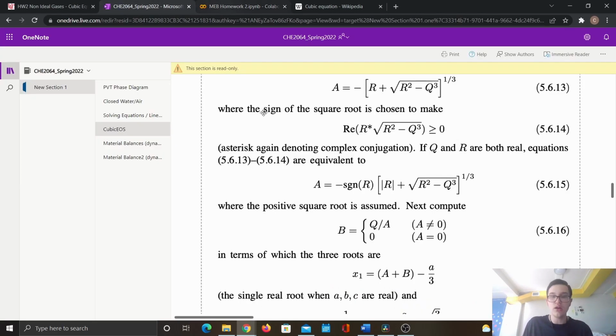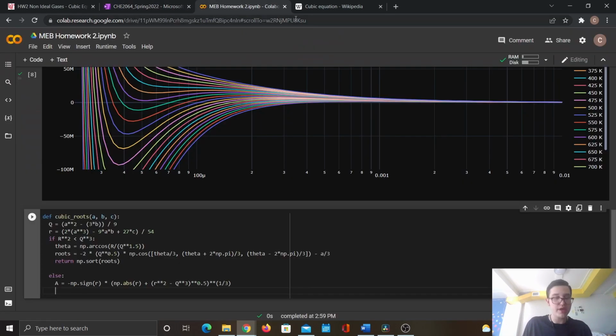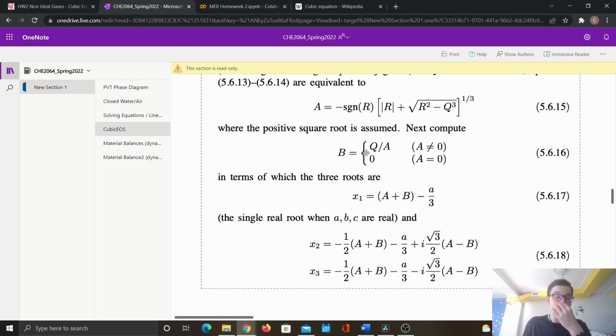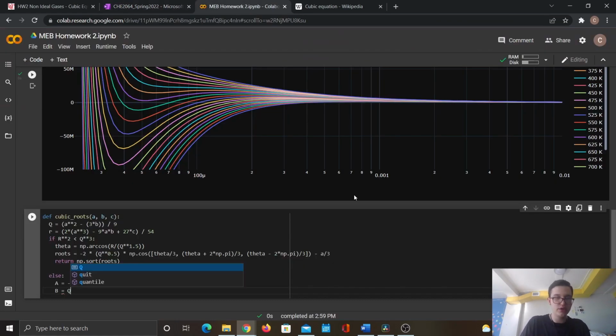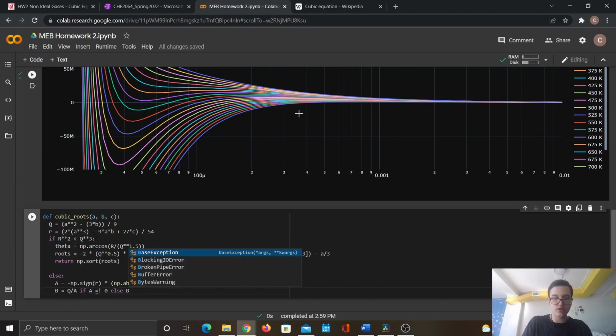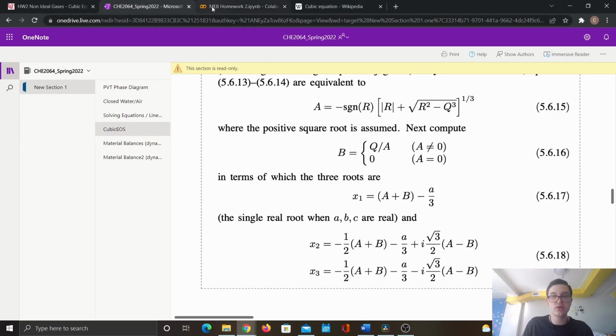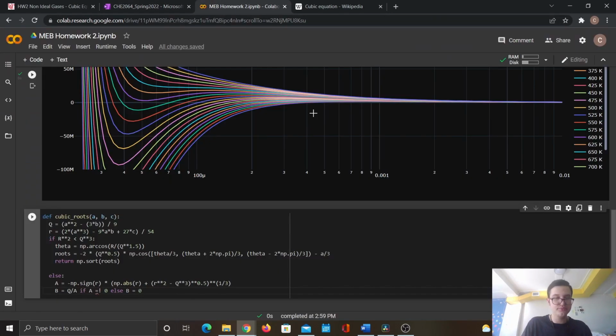Now that we have that, b has multiple values, so we're going to write another if statement, but it's a small statement, so we're only going to write it in one line. So b is equal to q divided by a if a is not equal to 0, else b is equal to 0. Done.